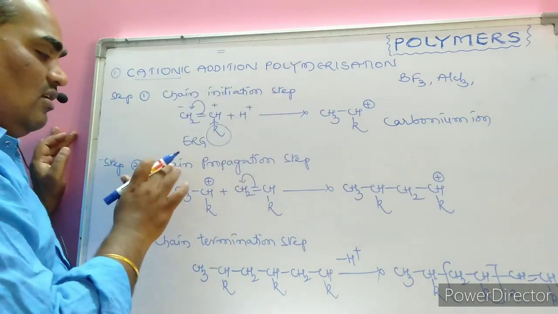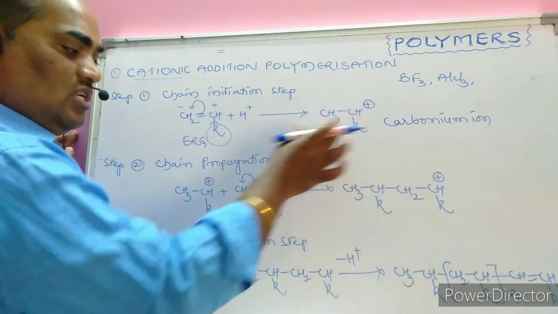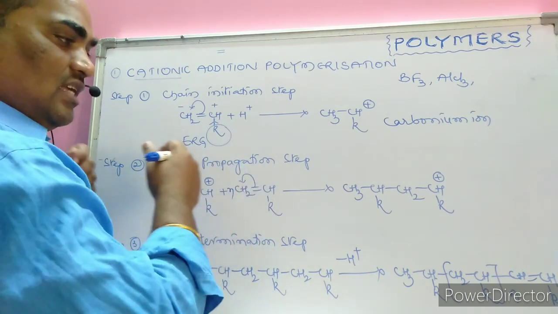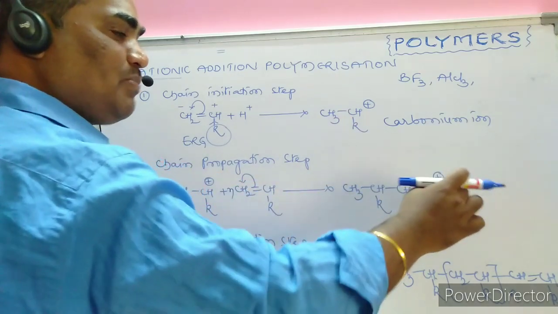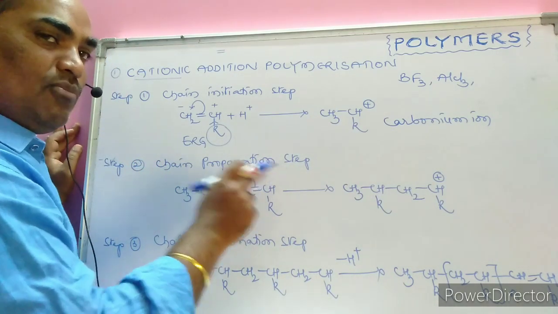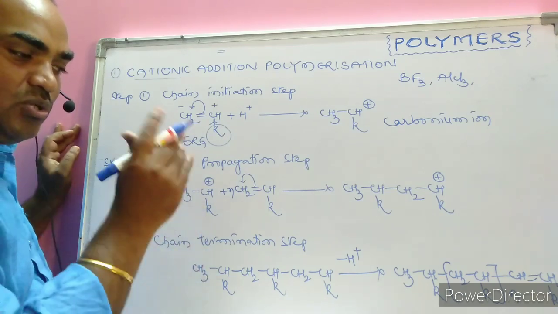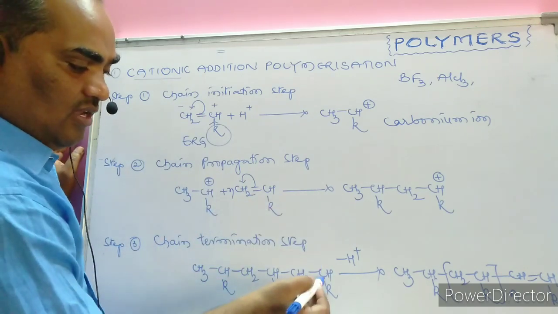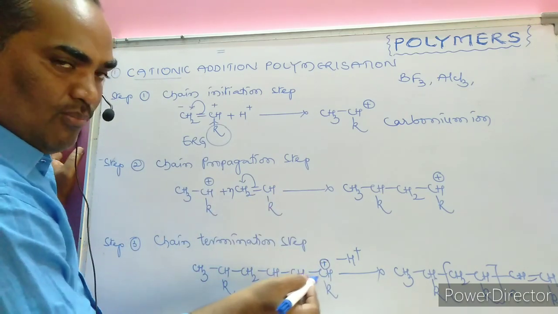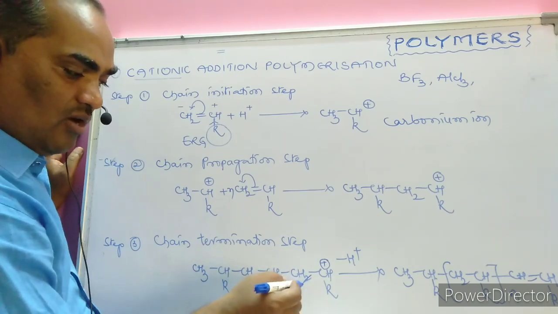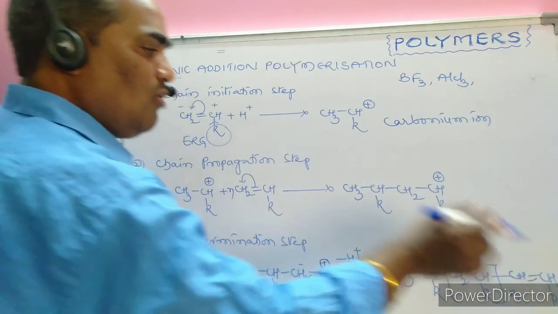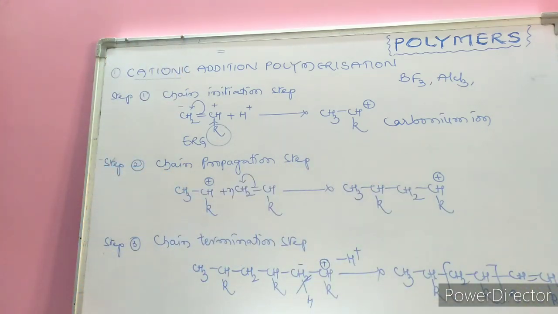Now the chain propagation. Here the reaction is initiated, then n number of molecules are joined together. Equivalent bonds form and expansion of the chain takes place as long as monomers are available. Next, how the chain terminates, that is, how it gets stopped. Here H+ ion is present and the carbonium ion is generated. From here one bond is broken, releasing H+. Here the H+ is lost, leaving the negative and positive as a double bond. Like this, the cationic addition polymerization mechanism can be understood.